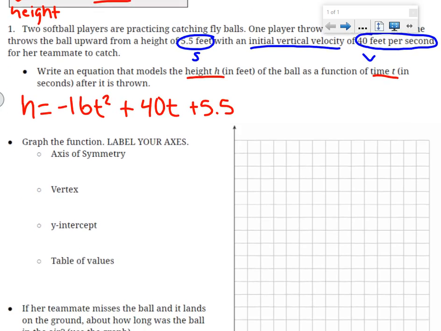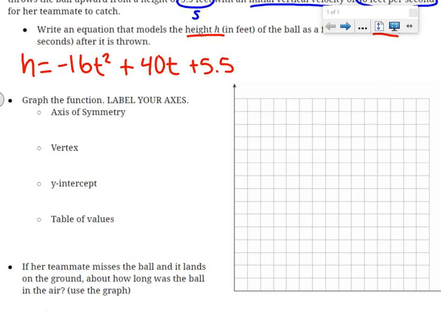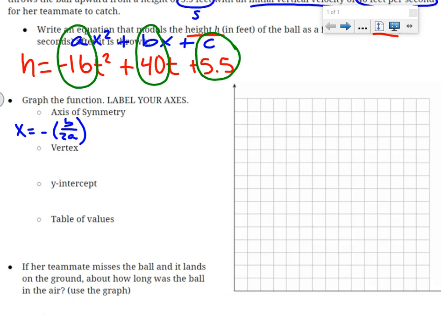Now that we have our function or equation, we want to graph it. So graph the function, label your axes. First, we want the axis of symmetry. Our equation for that is x equals negative b over 2a. So we have to label our a, b, and c: a x squared plus bx plus c. However, this time we're just using t instead of x. So our a is negative 16, our b is 40, and our c is 5.5. So we plug in those pieces.